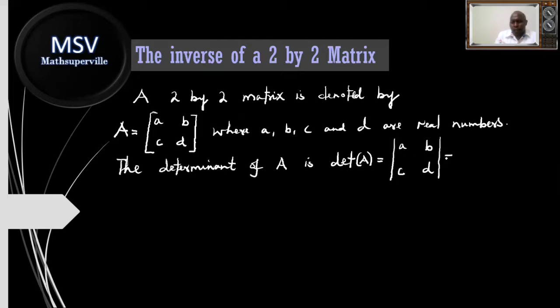elements in the leading diagonal, which are A and D. So you multiply those two elements, you get AD, and subtract out the product of the elements on the other diagonal, which is BC. So we already know how to find the determinant of this matrix. So the inverse of matrix A is found as follows.